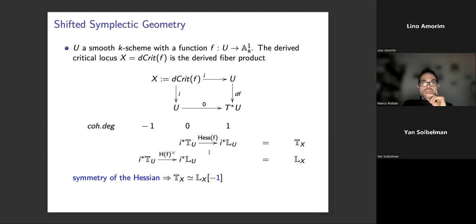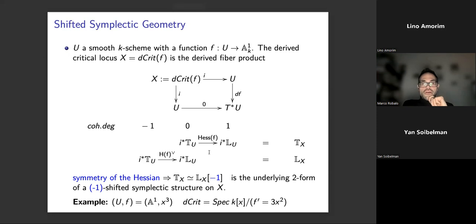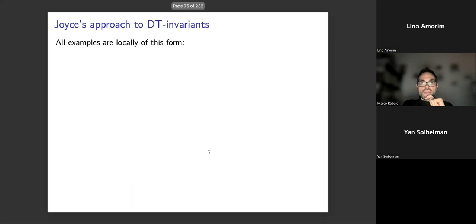Okay, so why do we care about this particular example, if not for illustration of the symmetry? So this is the two form. Just before moving on, let me tell you a simple example where you can compute everything by hand very easily in 5 minutes. You take the smooth scheme A1 with the function x cubed, and you show that the derived critical locus is actually underived. In this case, the Hessian is just multiplication by 6, and you can do all the computation explicitly to convince yourself of what is going on here.